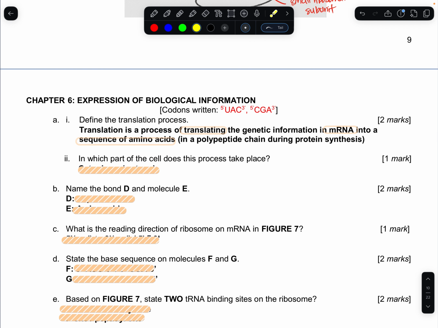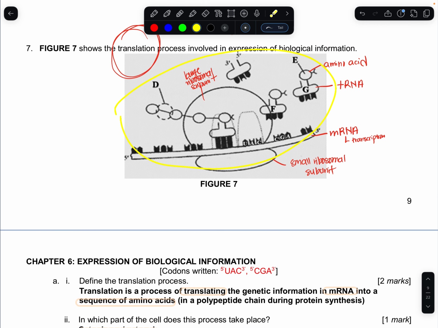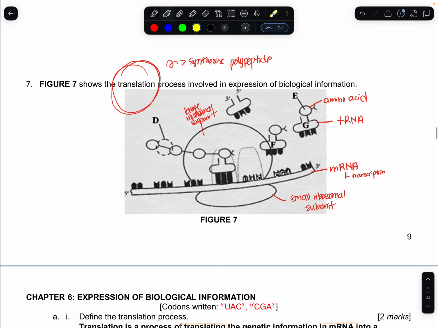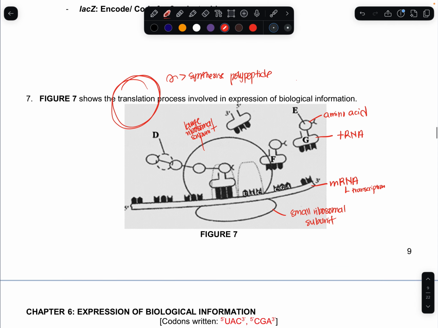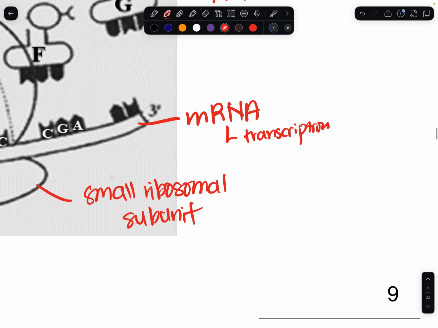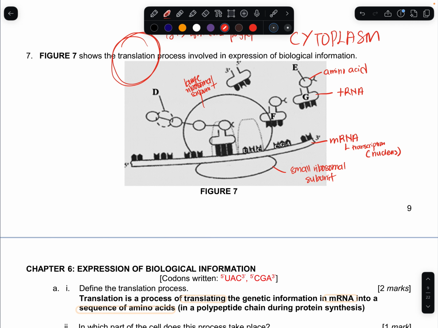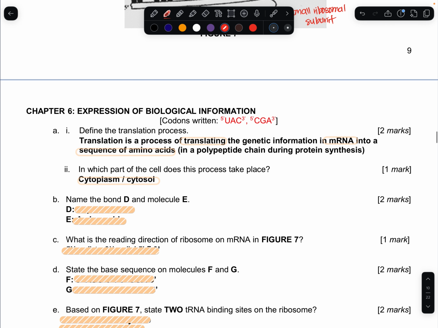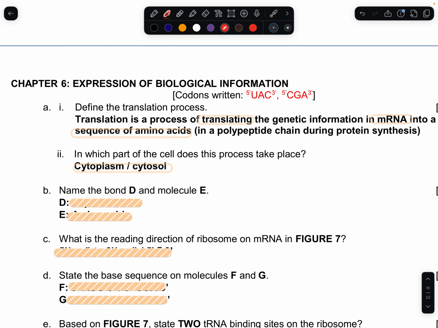2 Roman. In which part of the cell does this process take place? So Mi selalu cakap kalau translation berlaku di mana? Berlaku di cytoplasm. Kan mRNA itu sudah keluar, betul? mRNA sudah keluar daripada kampung nukleus pergi ke bandar cytoplasm. So, bila soalan tanya transcription, berlaku di mana? Nukleus. Senang je. Okay. So, jawapannya cytoplasm. You can also put down cytosol.